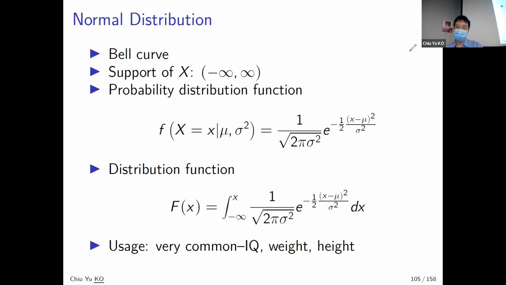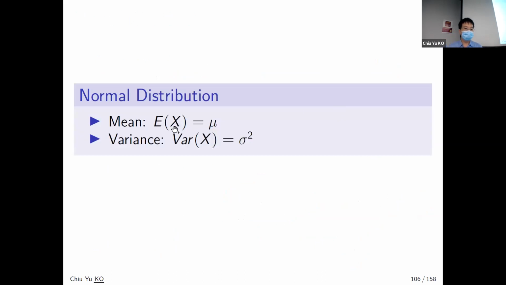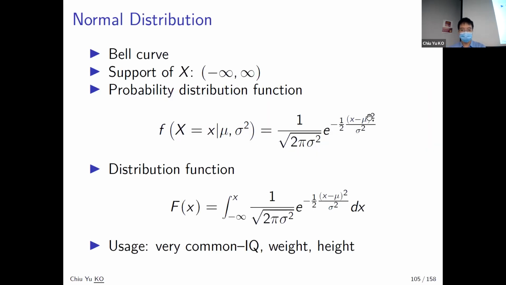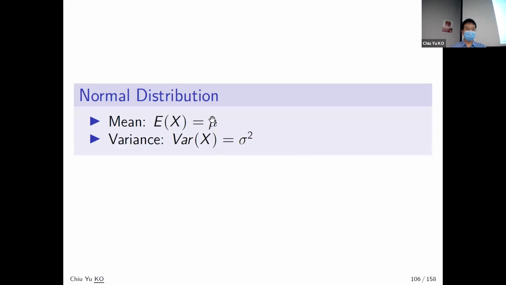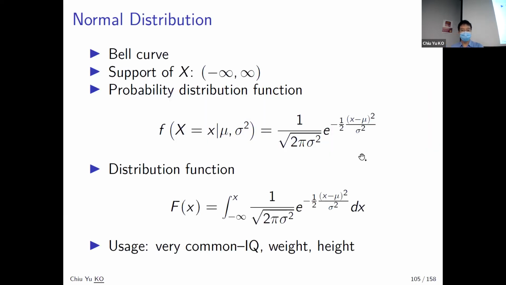The only thing you need to know is this one: mean is mu, variance is sigma square. This mu and sigma square appear in this way. This is different from when we say the mean is mu and the variance is sigma square, but actually it's referring to the same thing.